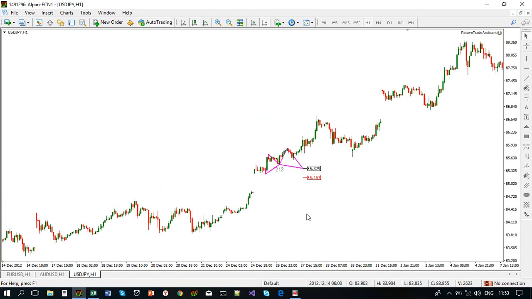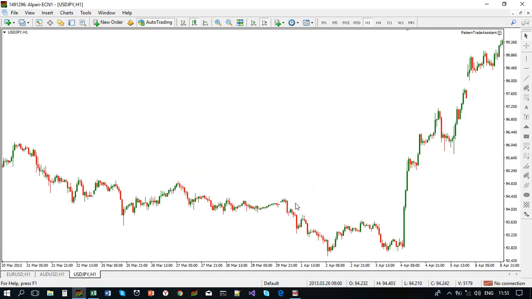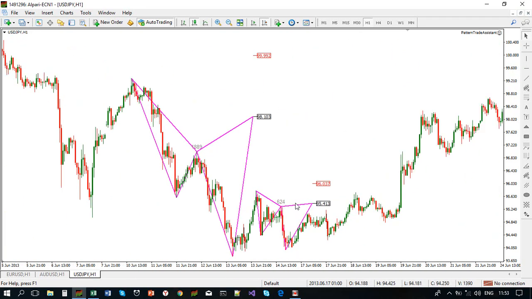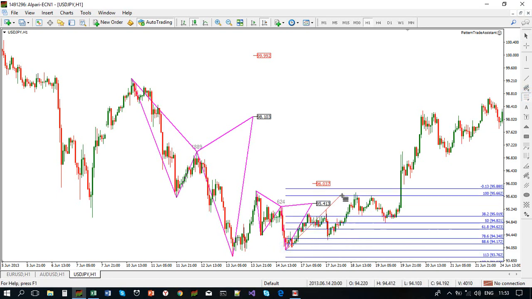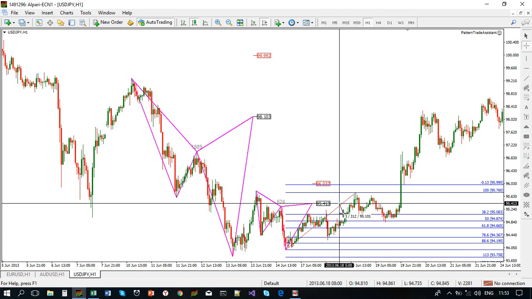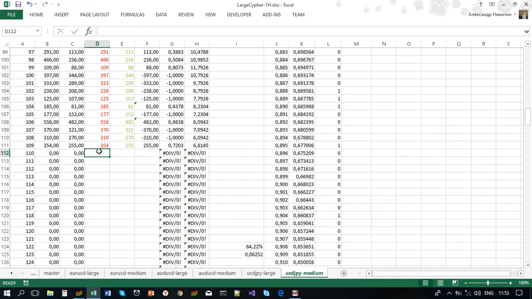This one never completed. The bull cipher never completed. The small one looks like a valid one, and it hit some targets. $33.6, $62.4, $62.4, $33.6, and it equals winner.